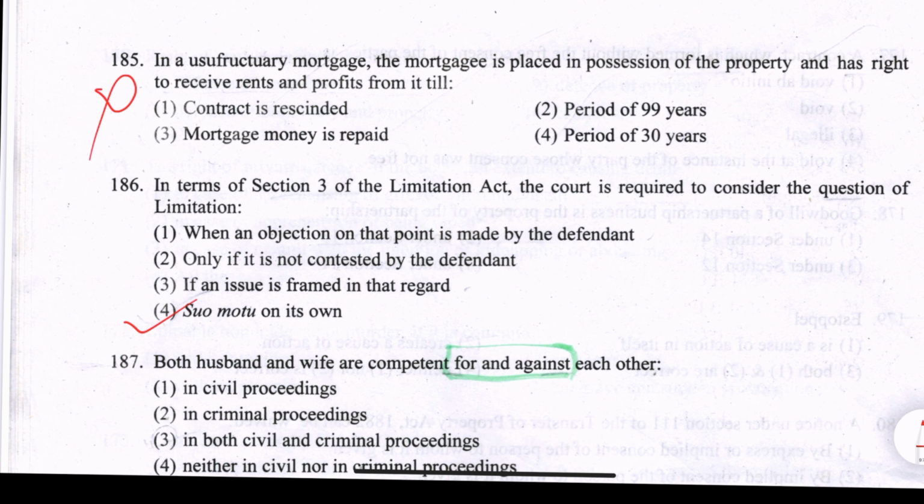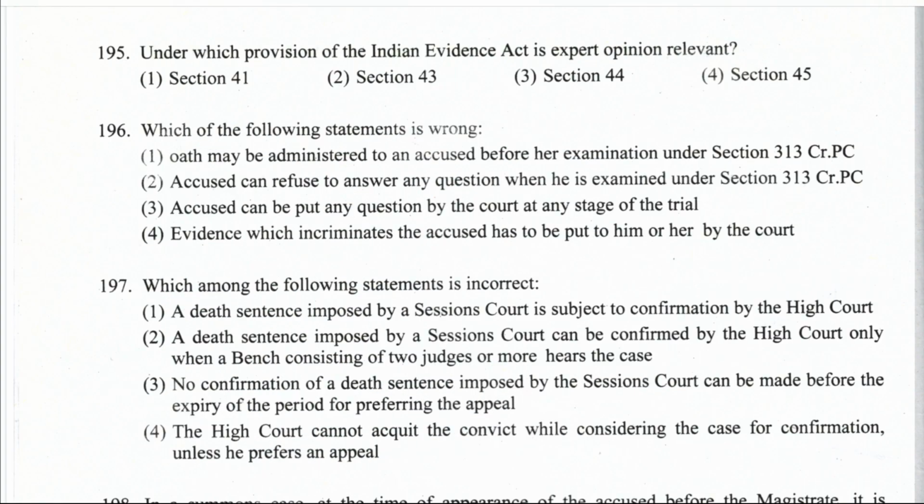Both husband and wife are competent for and against each other in civil proceedings, in criminal proceedings, in both civil and criminal, or neither civil nor criminal. It is actually both civil and criminal. And it is basically section 120 of the Indian Evidence Act. Come to question number 195.